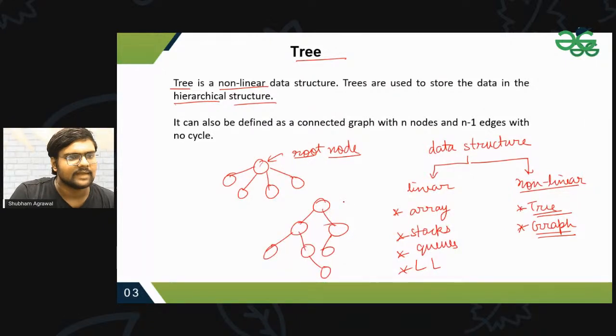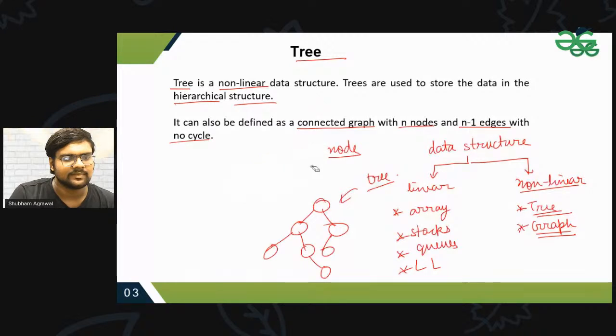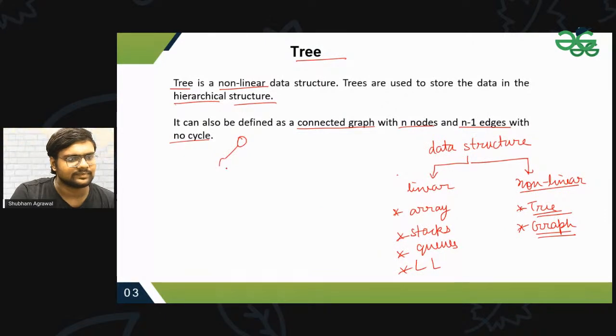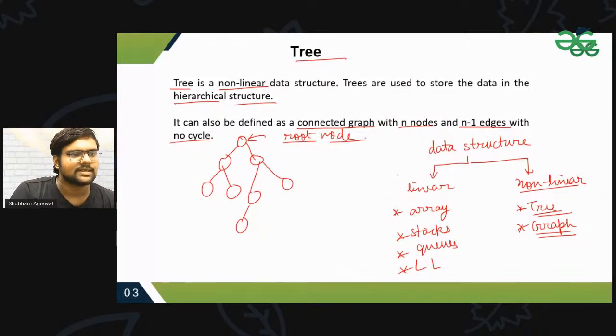We can also define a tree as a connected graph with n nodes and n minus 1 edges and with no cycle. So in a tree there is no cycle. Let me draw a simple tree and take an example. Here is an example of a tree in which we have the root node, and we traverse the tree from the root node. In a linked list we have a head; in a tree we have a root node.